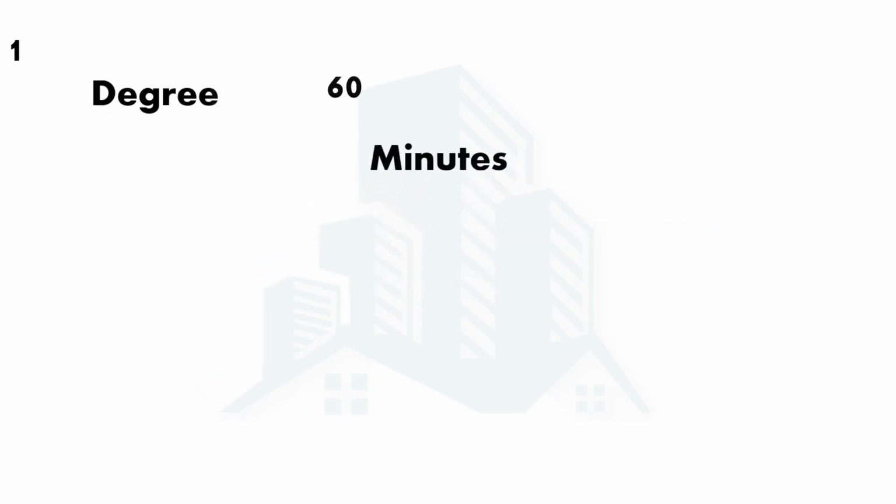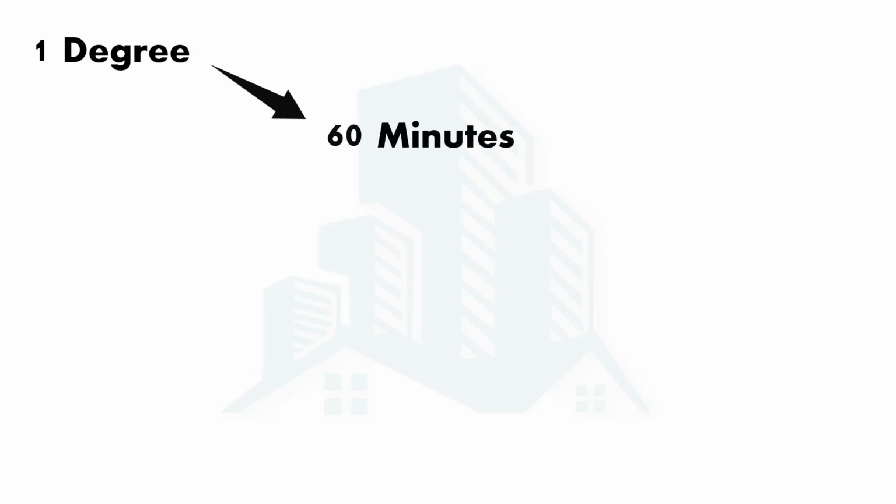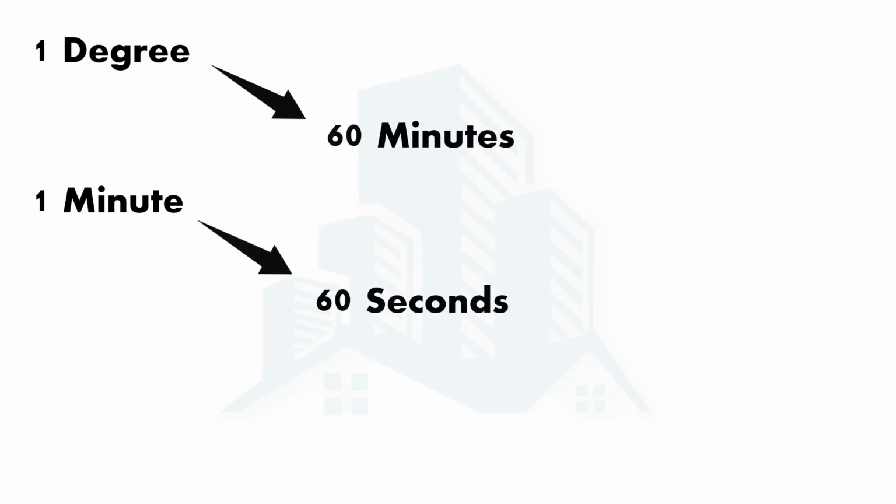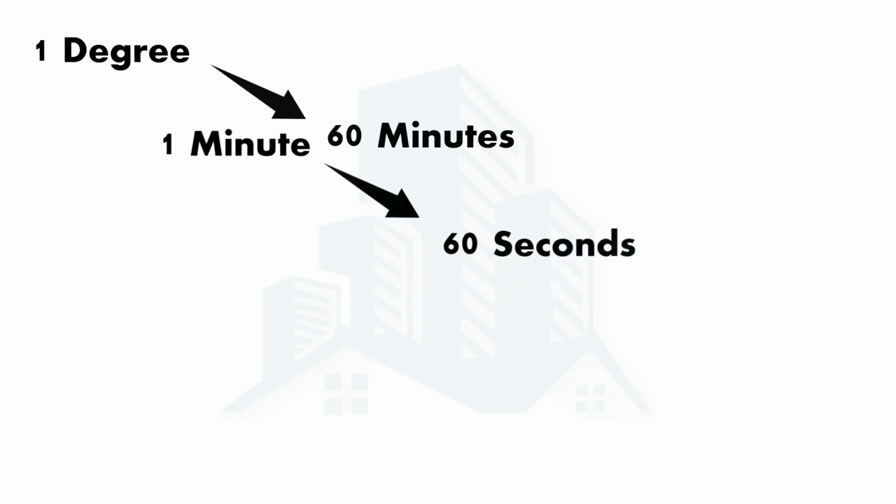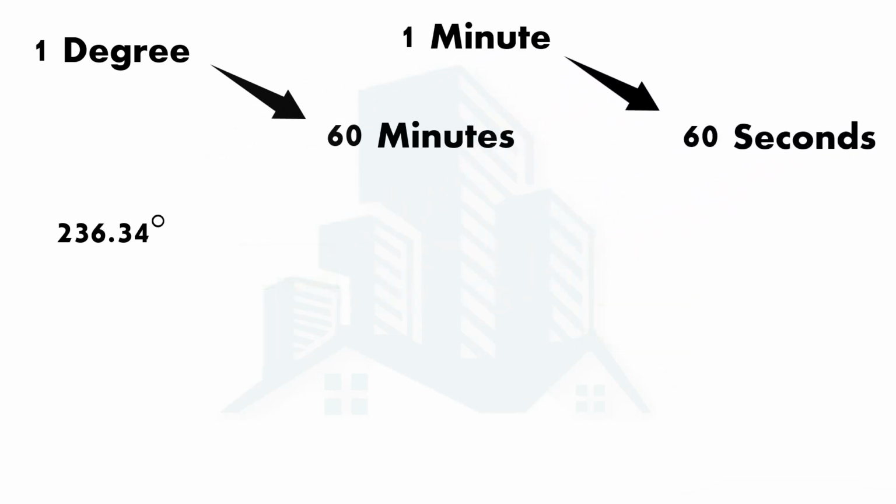It's very straightforward. 1 degree is equal to 60 minutes. Similarly, 1 minute is equal to 60 seconds. Now let's see, if we are given a degree in decimals like 236.34 degrees, and we are asked to convert that into minutes and seconds, how are we going to do it?